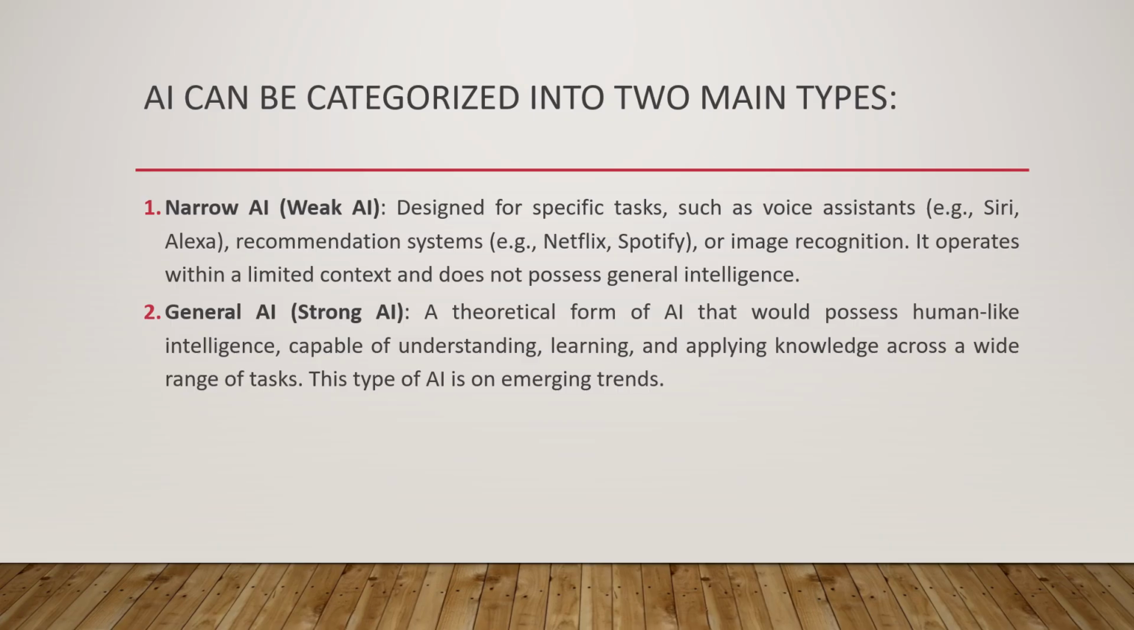We are in that era for the next 5 years. Sometime we will reach that goal, where the same power of the human brain is achieved by a machine or robot. That is called general AI or strong AI. So it is classified into two main types: narrow AI or weak AI, and general AI or strong AI.